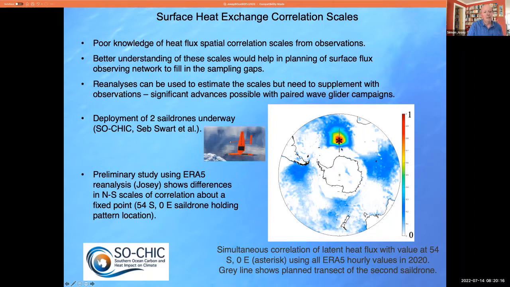And there is a plan, I think, under this sail drone campaign to have the second sail drone move north-south along this line, not this far, but to try and get a handle on these scales, these correlation values from high quality observations, and then use that to test how well the reanalyses are doing.